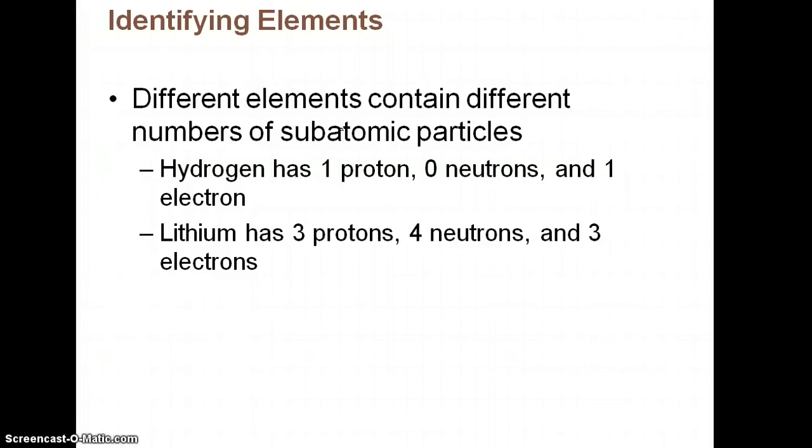Identifying elements. So different elements contain different numbers of subatomic particles. Hydrogen, if you remember, first element on the periodic table, has 1 proton, no neutrons, and 1 electron. So remember, the number of protons is always going to equal the number of electrons. Lithium has 3 protons, 4 neutrons, and 3 electrons.